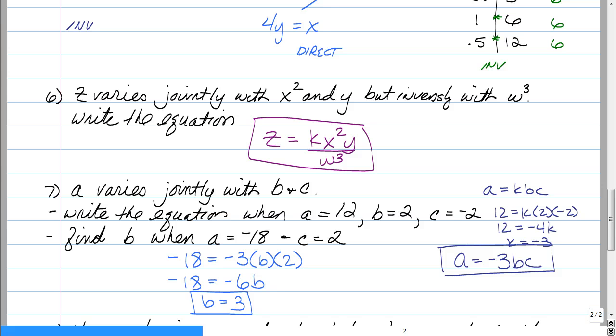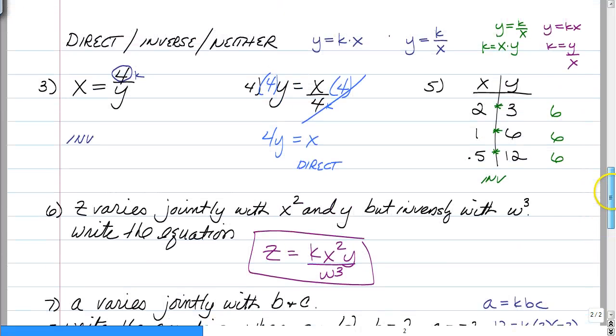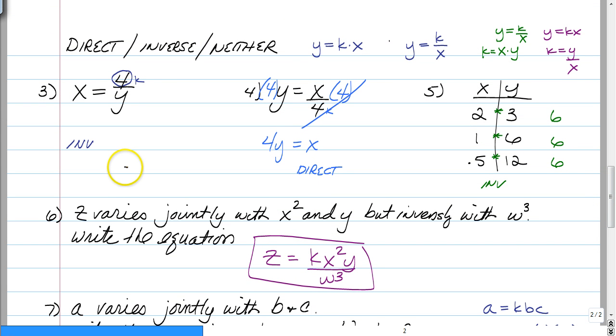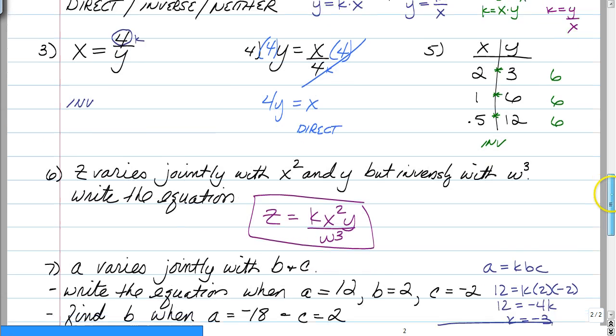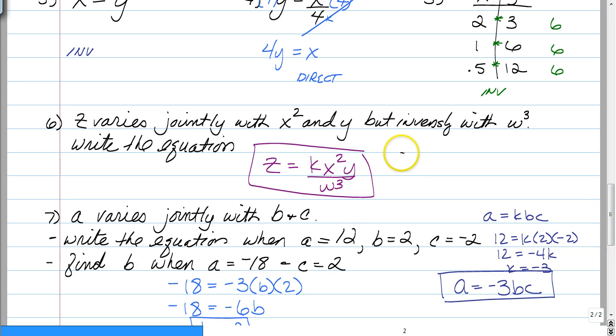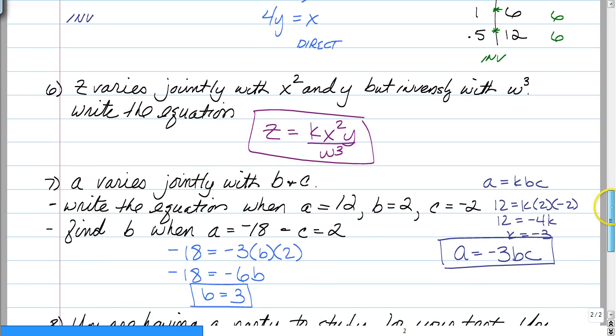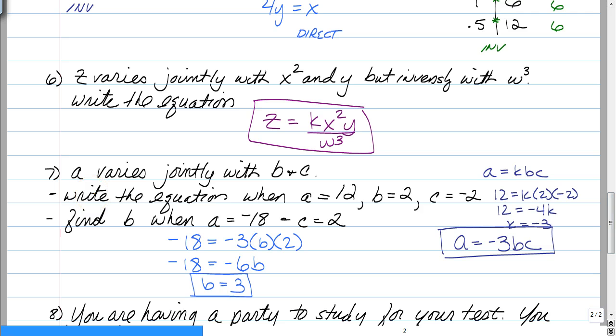Now you will have to do 2 of those on the quiz tomorrow. So let's think about that. You've got 3 where all you have to do is state direct, inverse, or neither. That's going to be 1 point apiece. You've got 3 where you just have to write the variation equation based on a sentence. Those are going to be 1 point apiece, so there's 6. And then you're going to have 2 of these, and those are probably going to be worth 3 points apiece. So you're looking at 8 questions and 12 points on variation. So make sure you understand variation.